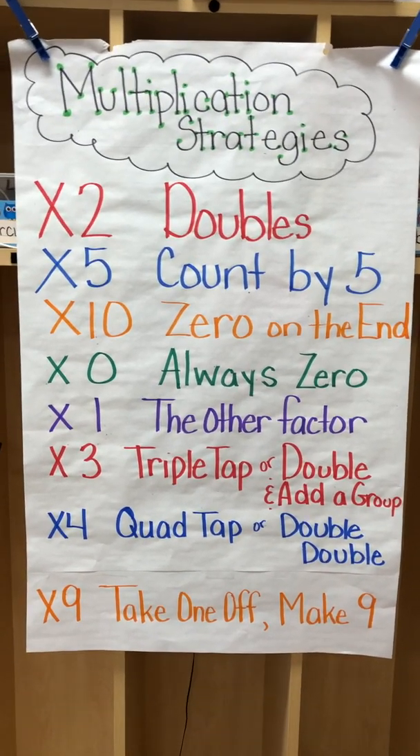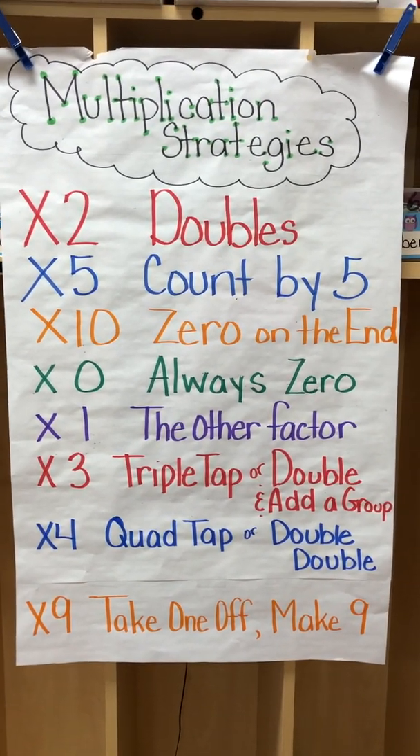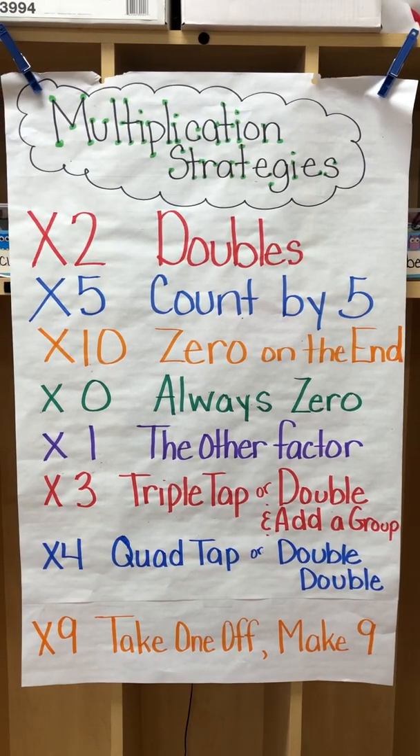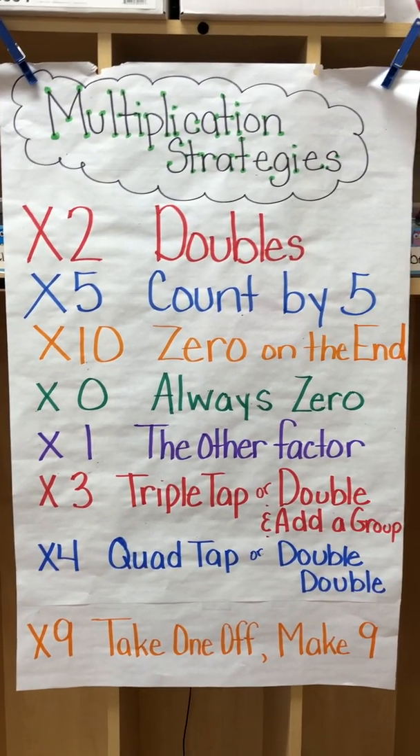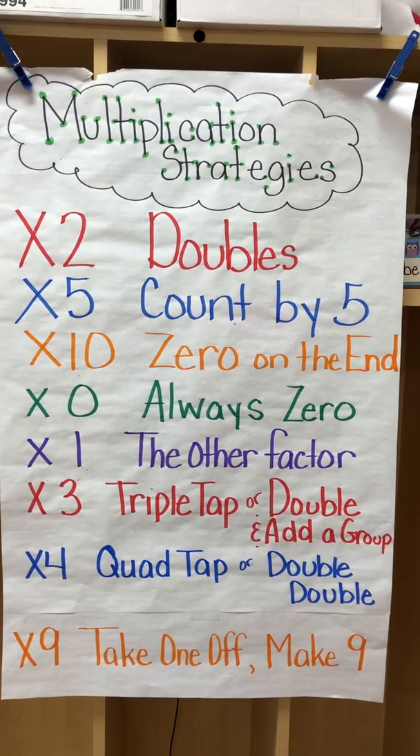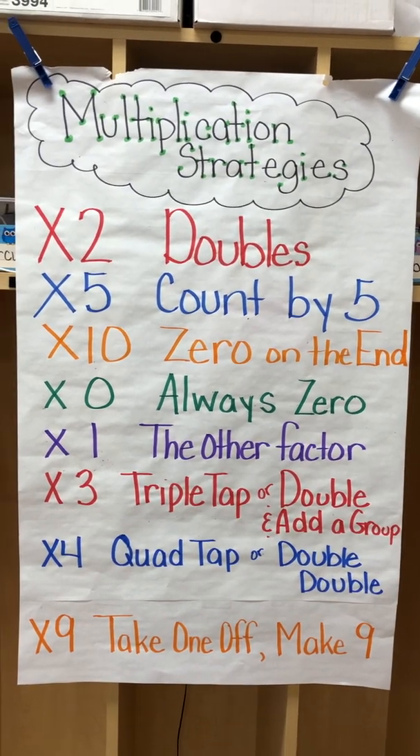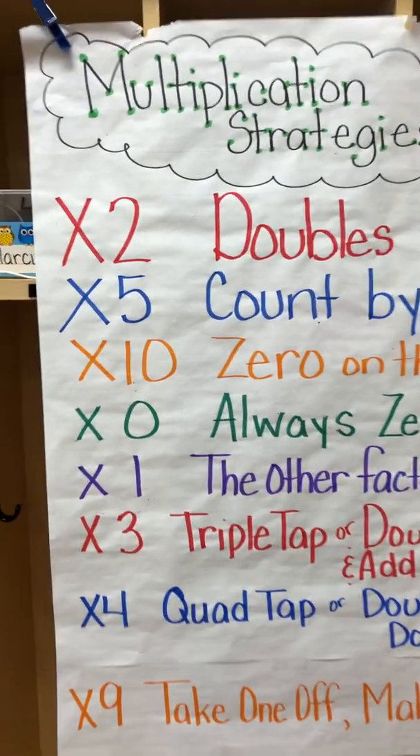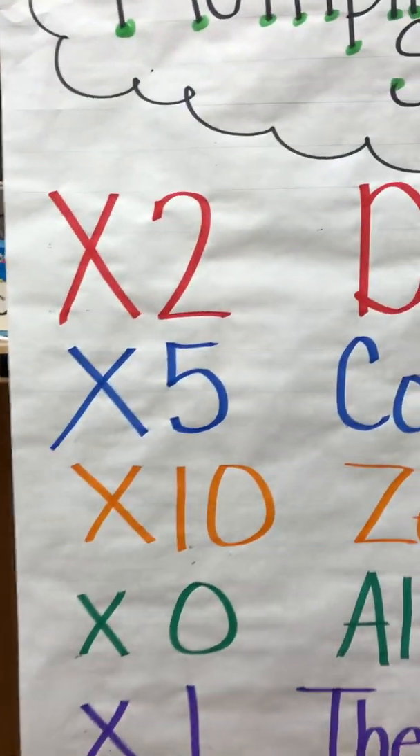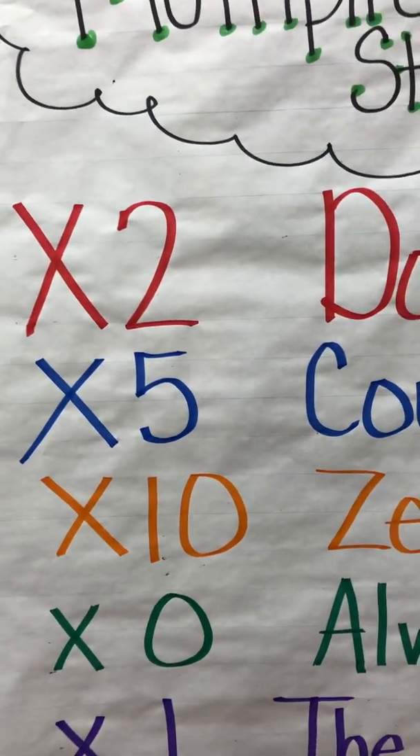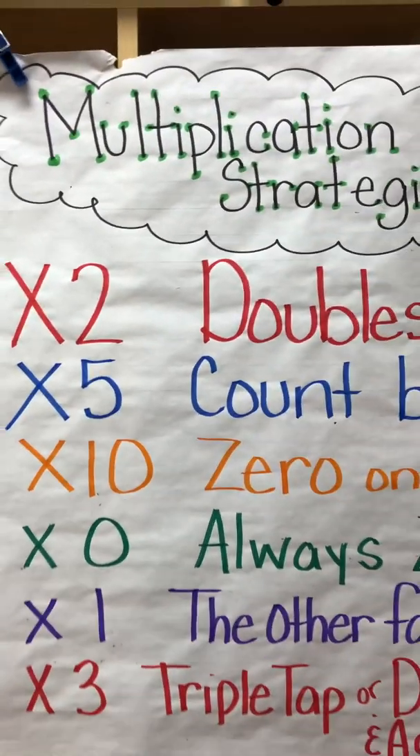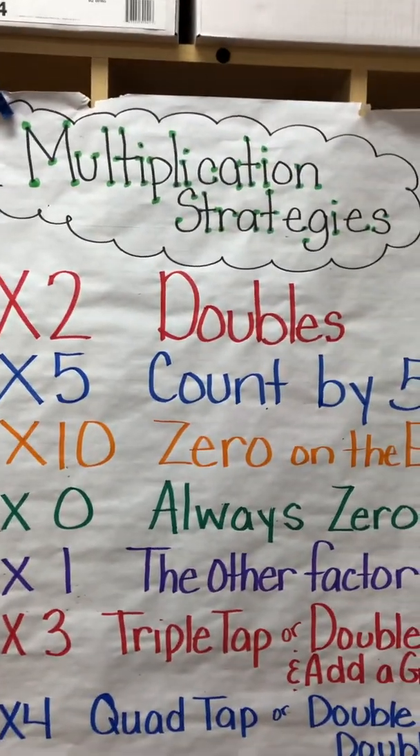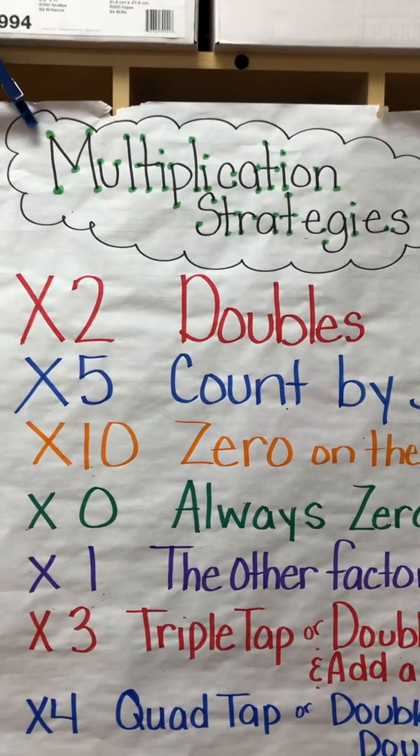Okay, once we learned what multiplication is and that we had a good understanding of it being repeated addition, and we could look at it in terms of equal groups or equal rows, we started learning some multiplication strategies. In the beginning of the year, we focused on the factors 2, 5, and 10. So we really started looking at all the multiplication facts times those factors.